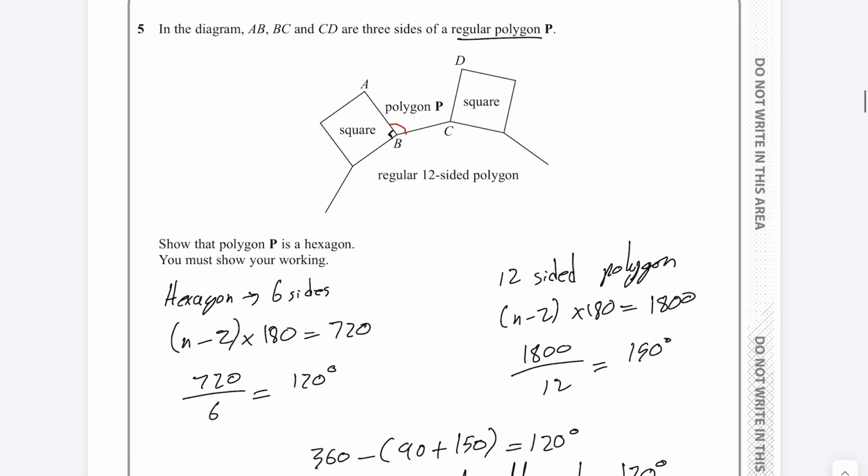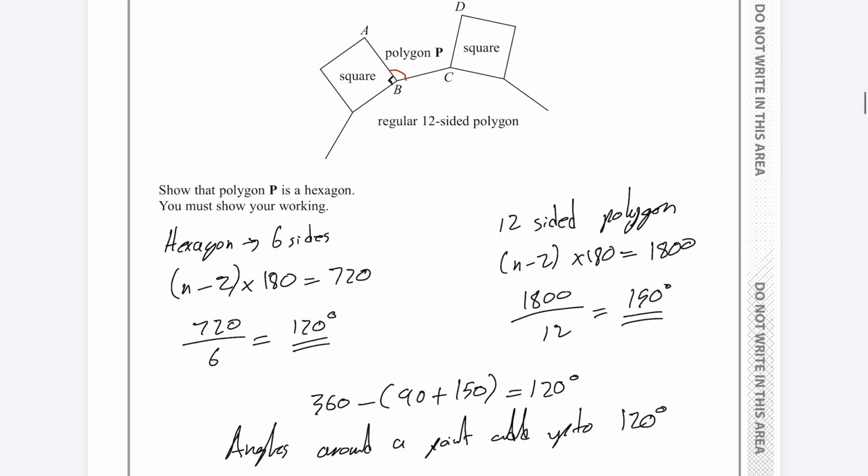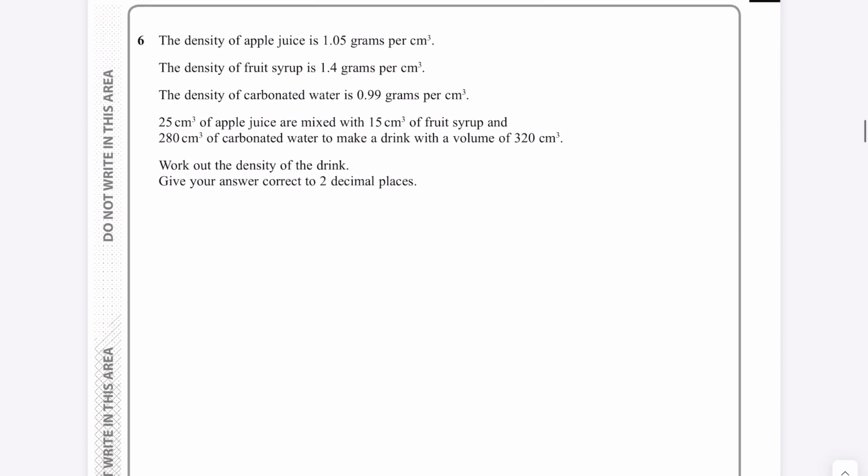And that's our proof. So the proof is that, which is the actual interior angle of the polygon, and then the fact that angles around a point add up to 120. So when I did 360 minus the square and the interior angle, I got the interior angle of the polygon P. So moving on, density of apple juice is 1.05 grams per centimeters cubed.